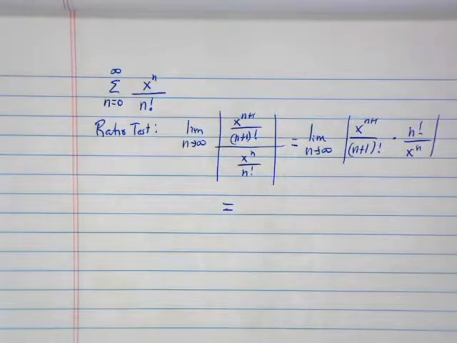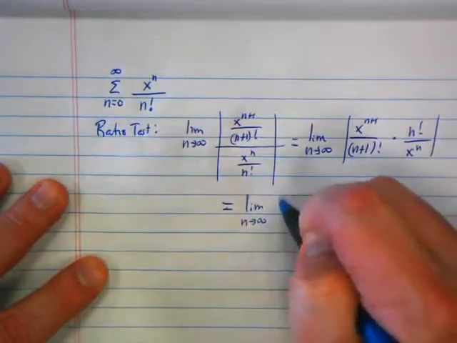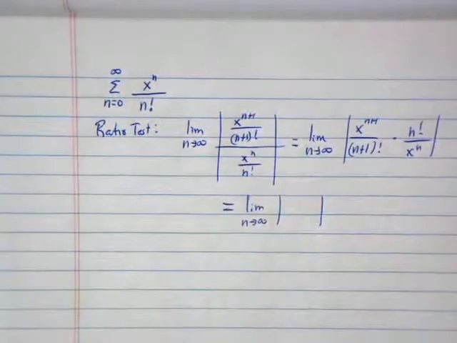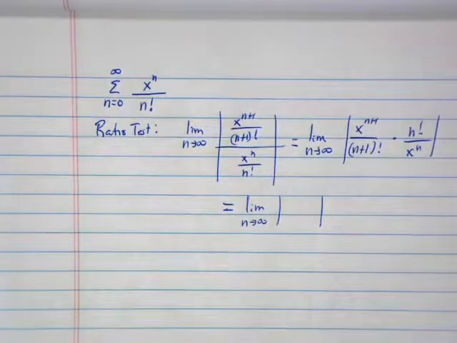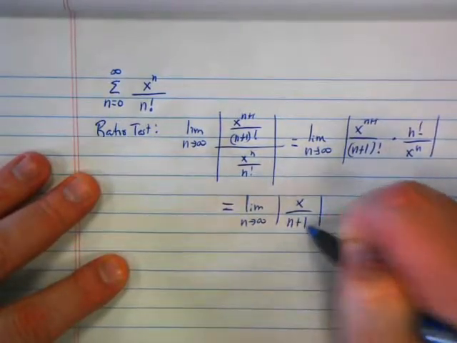Reduce the fractions. Limit as n goes to infinity. What do you get this time when you reduce your fractions? x over n plus 1. Excellent.